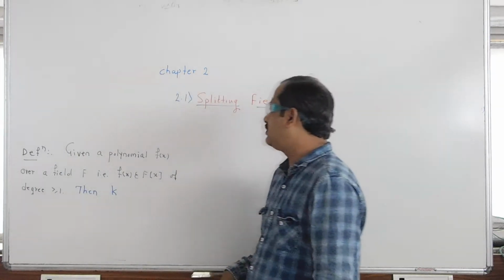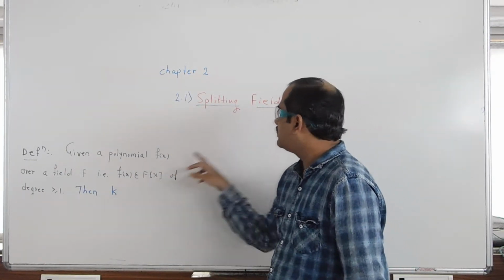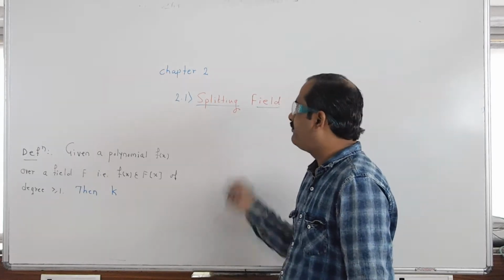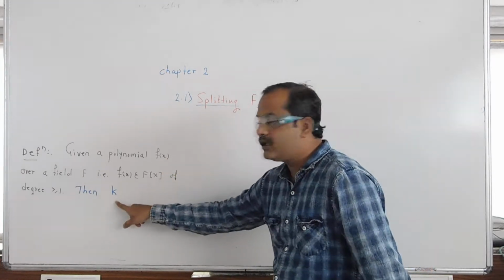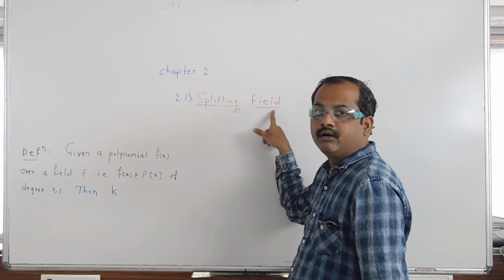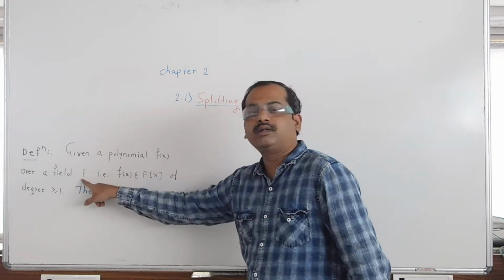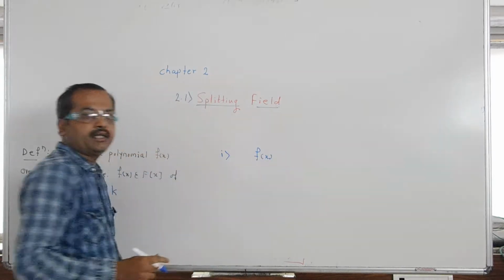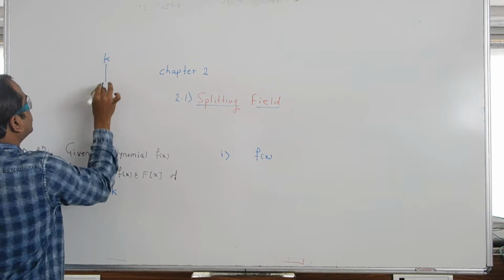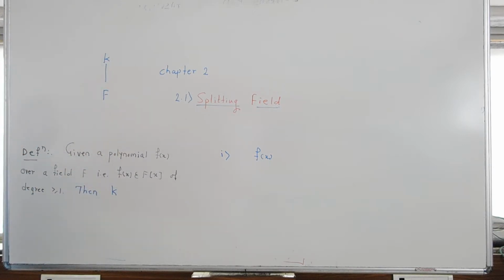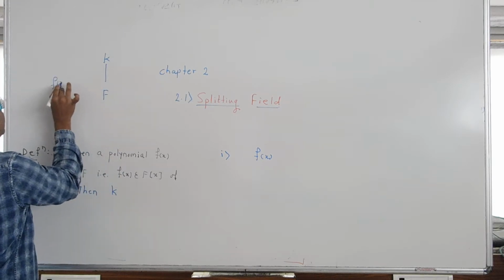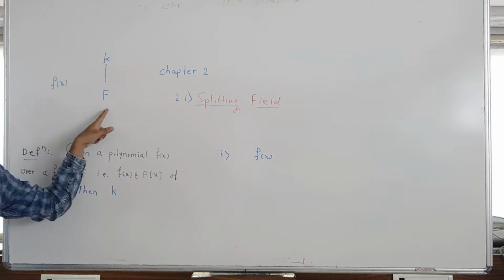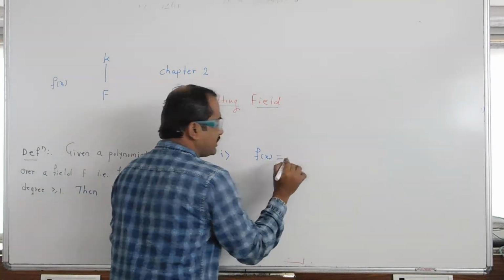A field K is said to be a splitting field of the polynomial f of x over the field F if, first condition, in K, so in that extension K, K is an extension of the field F, for the polynomial f of x, f of x completely splits.